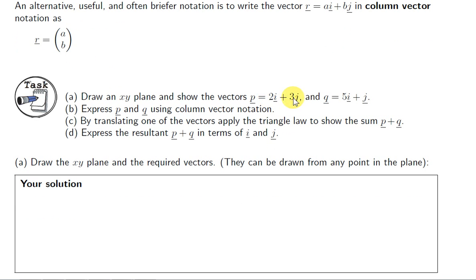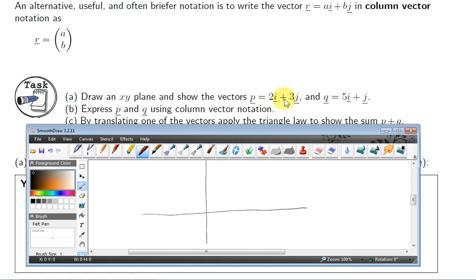So let's look at these two vectors, p and q. Well, we have to draw a horizontal vector of length 2 pointing to the right because it's plus 2i. Remember, vector i is a unit vector in the positive x direction. Vector j is a unit vector in the positive y direction. So this is i and this is j, so this vector is twice as long as i. It's 2i. And we want to add on 3j.